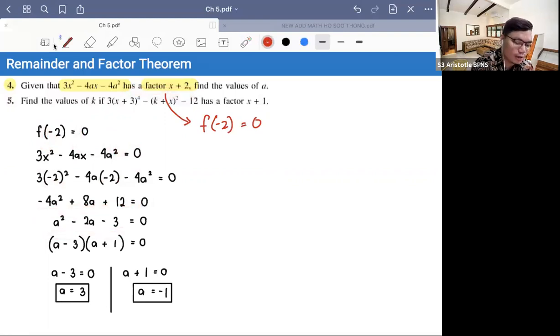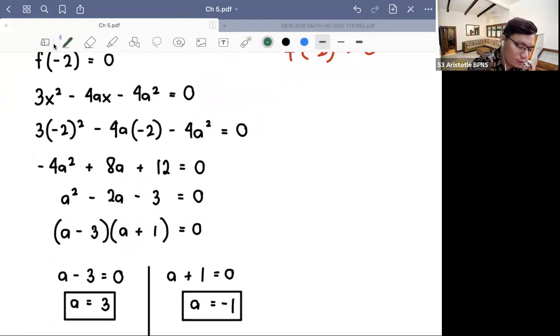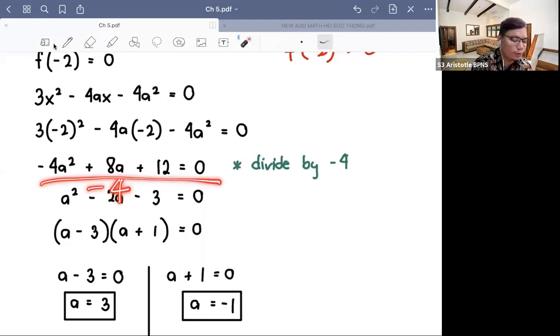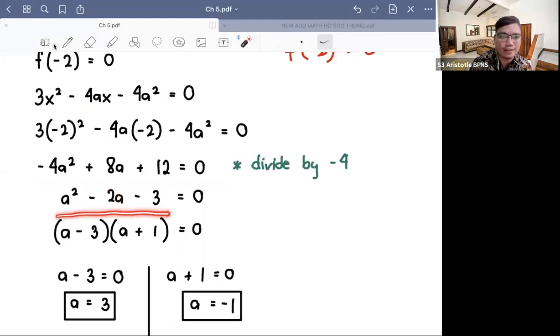So for this step, what I did here is I made the numbers smaller, just like yesterday. I divided the whole expression by negative 4. So if you divide this by negative 4, you'll get a squared minus 2a minus 3. That's why those numbers disappeared. And why did I do that? Because it's much easier for me to answer this.